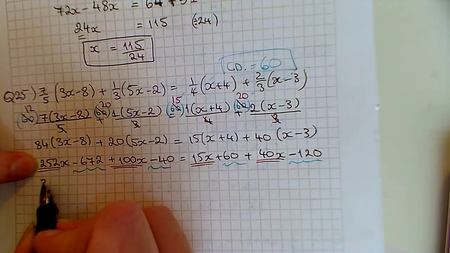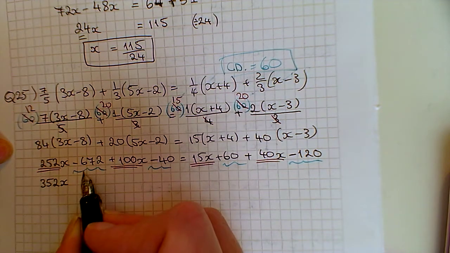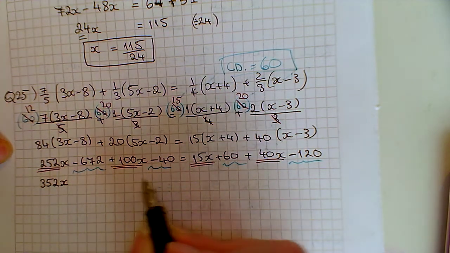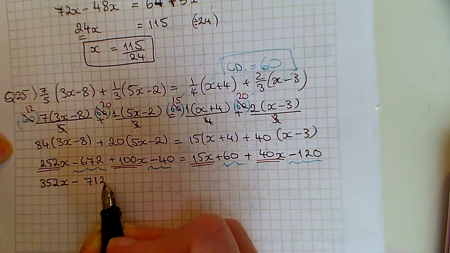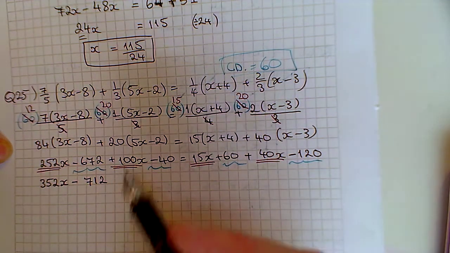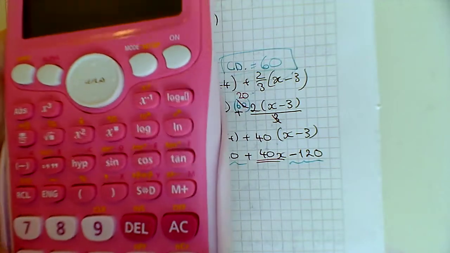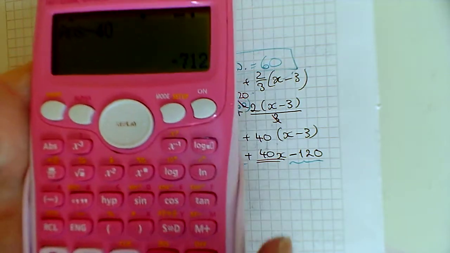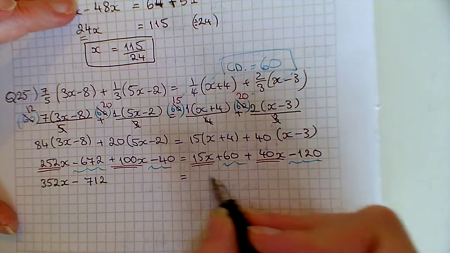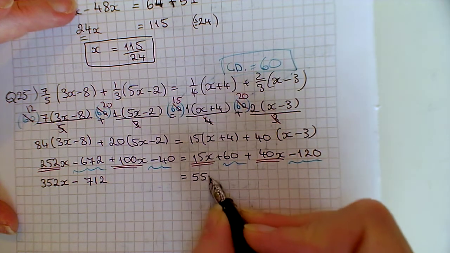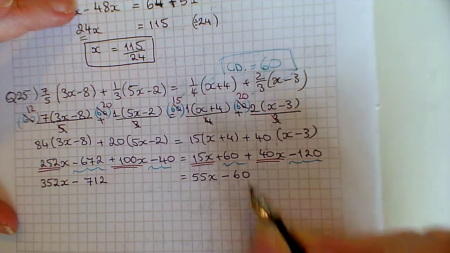252 plus 100 is 352x on this side. Minus 672 minus 40 is minus 712. And I'm going to check that. Minus 712. 15x plus 40x is 55x. Plus 60 minus 120 is minus 60.